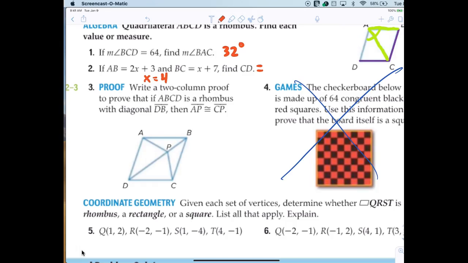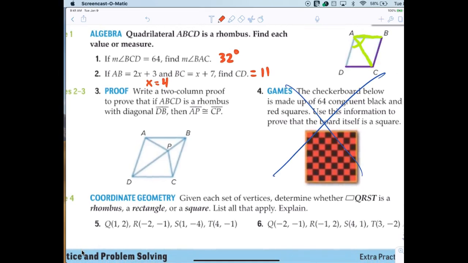Which one? Do you agree? 11. Yes, ma'am. Good for you. Because AB is congruent to BC. Do you know this? Right? And you just solved it. And then to find CD, CD is equal to BC and AB, right?